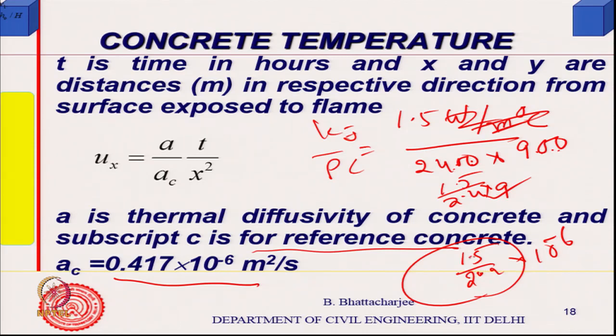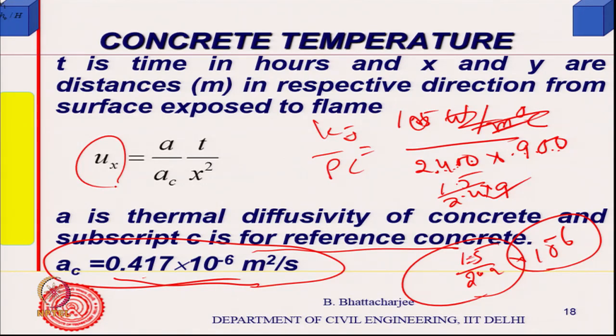If it is less conductivity, this value will be still lower. So, you can see this is of the order of 10 to the power minus 6, because 1.5 divided by, let us say, 2.4 into 9 gives 10 to the power minus 6. So, this is the order, and this is the reference concrete. The reference concrete is taken to be this, and Ux will be found out in this manner.